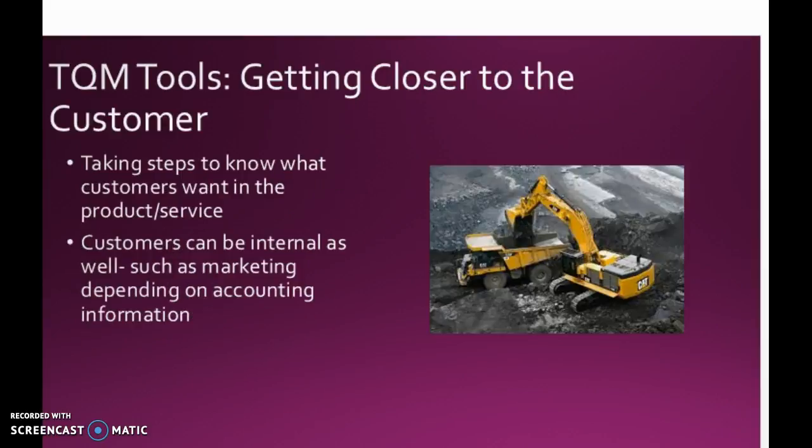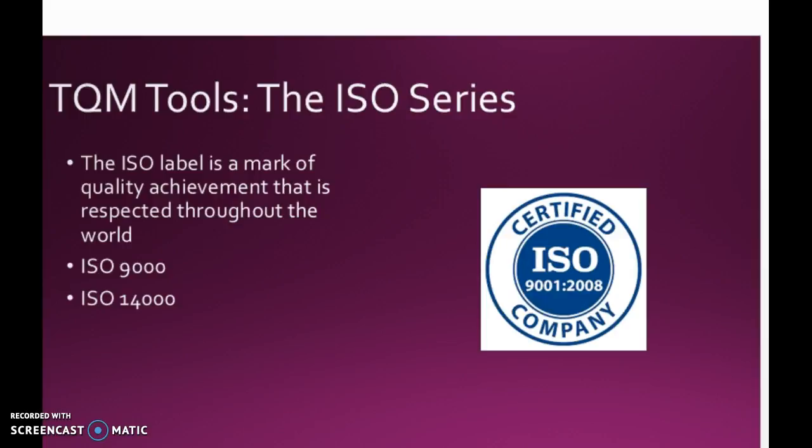The next tool for TQM is getting closer to the customer. This involves knowing what the customers want in the products. It is important to pay attention to customer reactions to existing products and also keep up with changing tastes. Caterpillar has made their customer financing information increasingly online, which has benefited both the customer and the company. Furthermore, improvement projects can be both external and internal customers. The marketing department depends on information from the accounting department, for example.